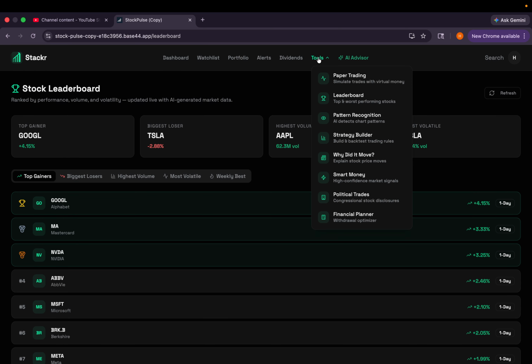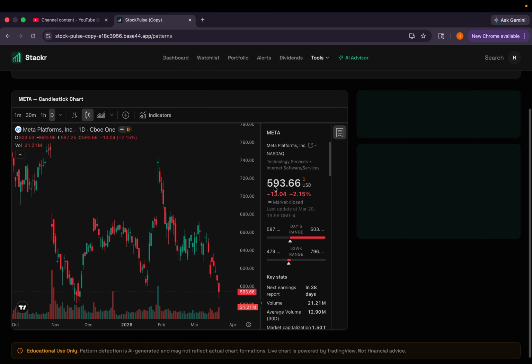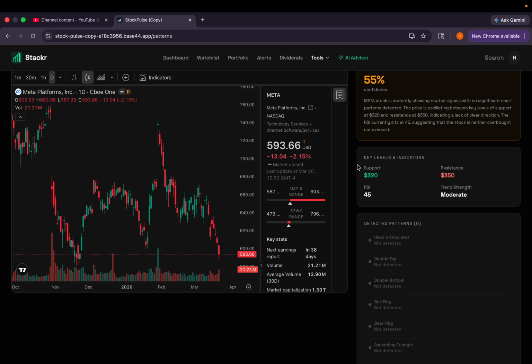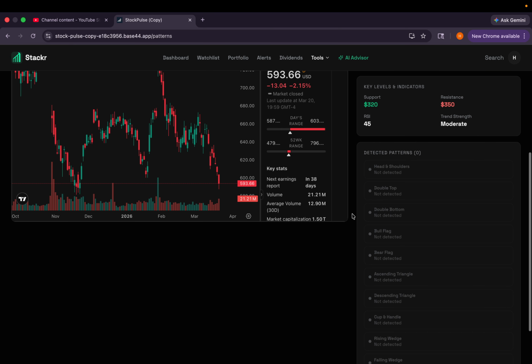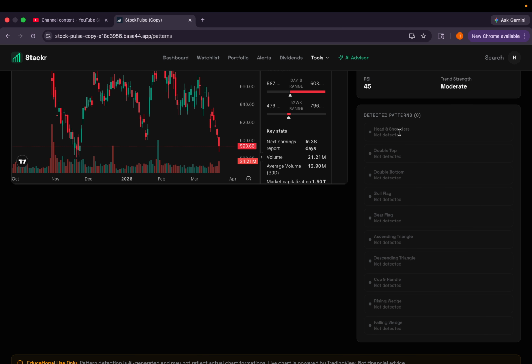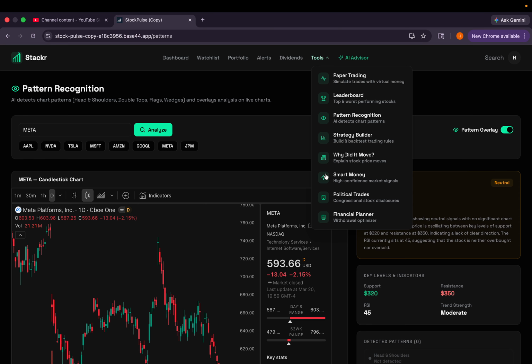So now we go to pattern recognition. Let's say we're trying to analyze Meta. It shows us the graph, tells us how much it went down, and obviously right now the market is closed. We use AI to get this, and it analyzes the previous data and how the stock has been doing relatively. Right now we see that it did not detect any common stock patterns, so it comes up as 0, and we can see this as 55%. So it's more on the iffy side.